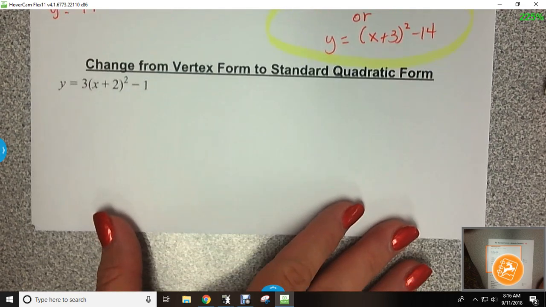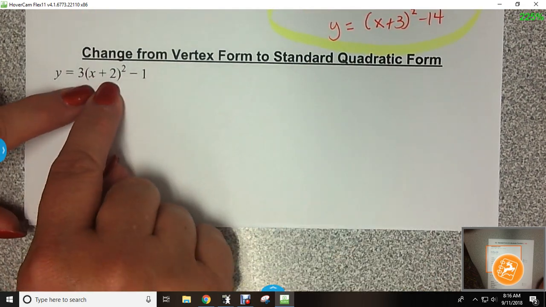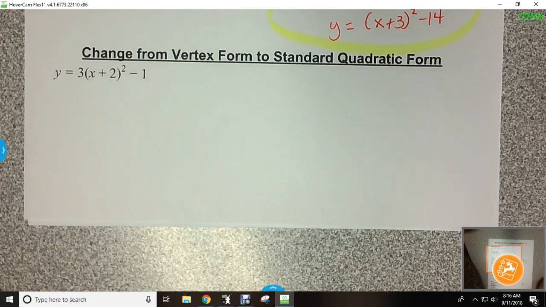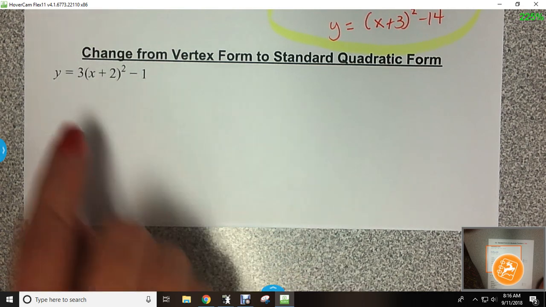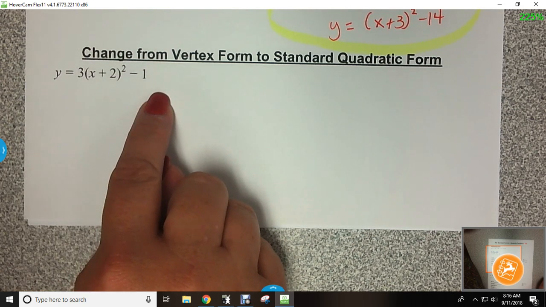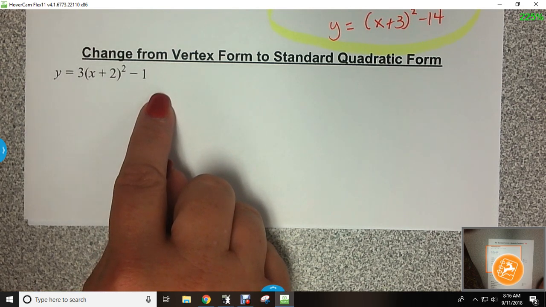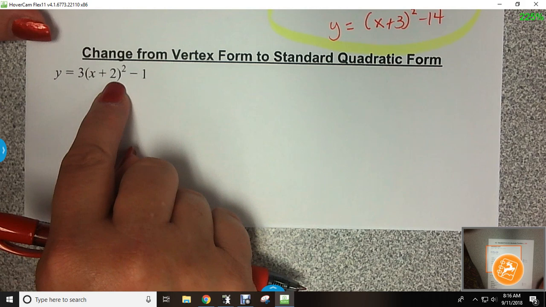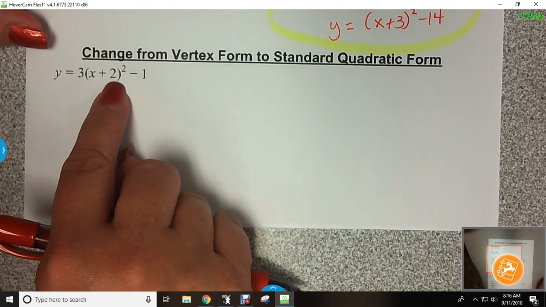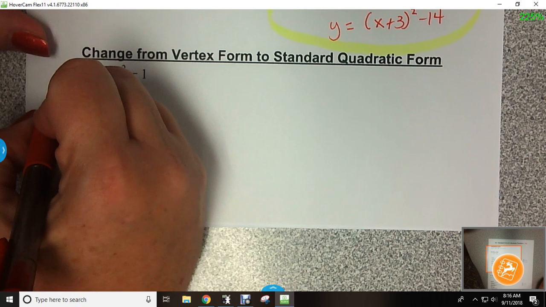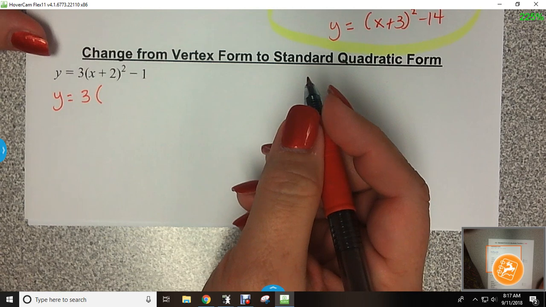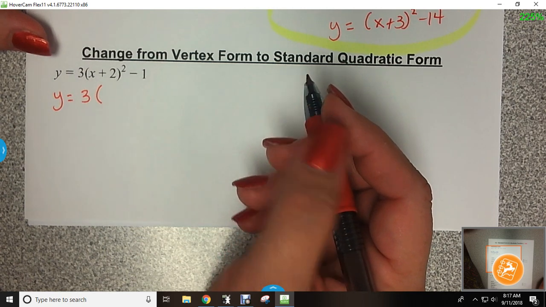All right, so in this last example, we're given vertex form, and we want to change it to standard form. About the only time you really want to or need to do this is if they're asking for the y-intercept, because you can't just look at this and know the y-intercept, but you can from standard quadratic form. So what I want to do is get rid of my parentheses, combine all my like terms. Okay. Here's where you've got to be real careful, or some of you are going to make a mistake that is very, very common, but we're going to try to fix it here.